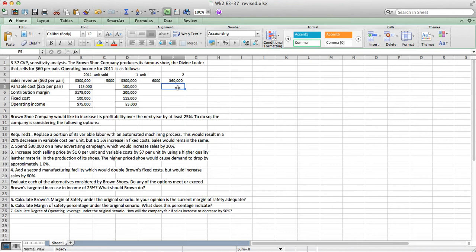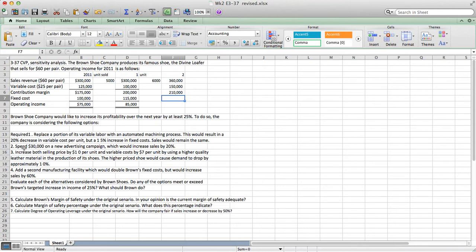As a result of this, it says, let's see, okay, so over here in our original problem, it tells us that our variable costs are $25 per pair. So we will take the 6,000 pairs times $25, and that'll give us a new variable cost. Remember, variable cost is going to stay the same per unit, but it will increase in total. So we see that that did happen.